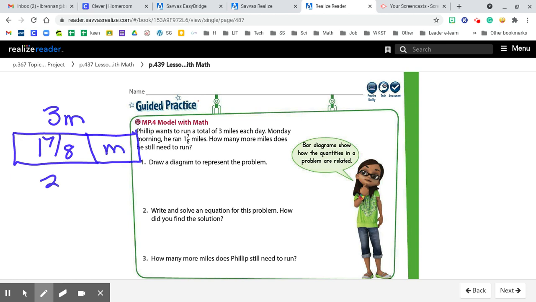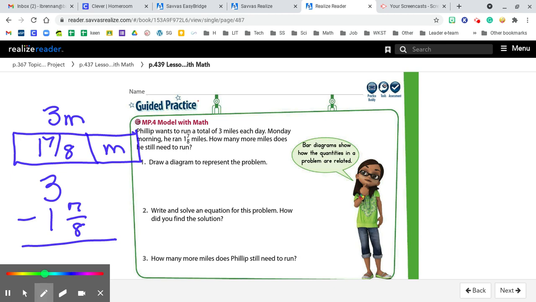So we're going to take our 3, we're going to subtract 1 7/8. And remember, when we do that, we're going to need to borrow because we can't take 7/8 away from nothing. And remember, when we borrow, we're going to look at our denominator here, which is an 8. So we're going to rename 3 as 2 8/8. And remember, 8/8 equals 1. So 2 8/8 is like saying 2 plus 1, which equals 3. So we just renamed it. And now we can figure out he needs to still run 1 1/8 mile.